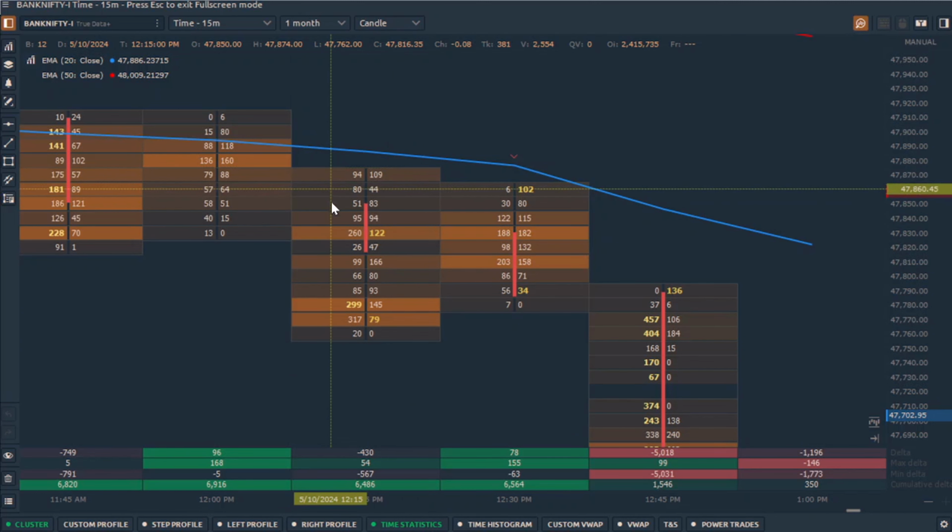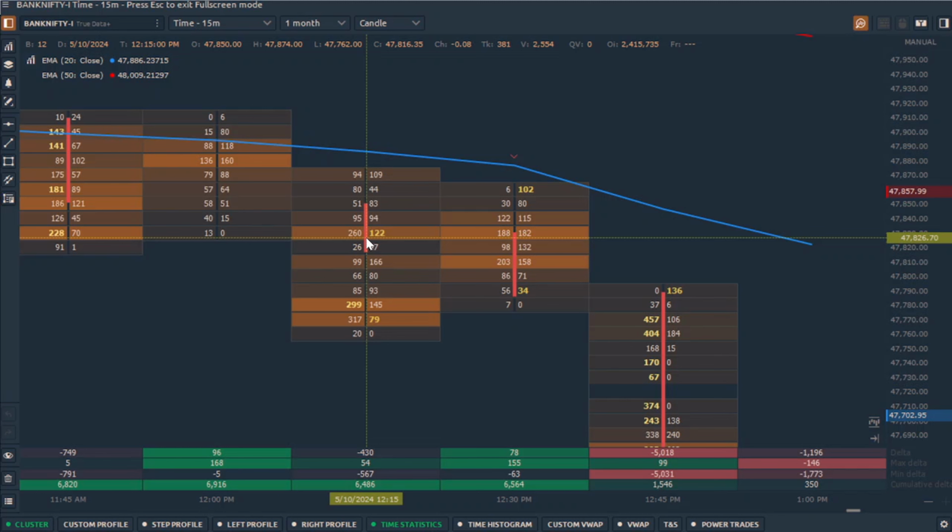On the left hand side, what you see is primarily the sell orders, right? What you see here on the left hand side is all sell orders. Now what are these segments that you see? If you look at this particular candle, the low of this candle was 47,762 and the high was 47,874. So it's around 110 points of movement in Bank Nifty on a 15-minute chart, right?